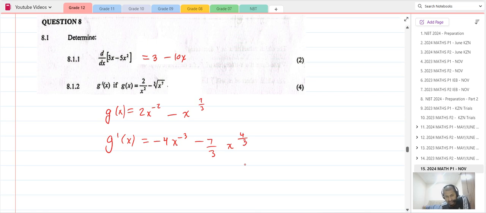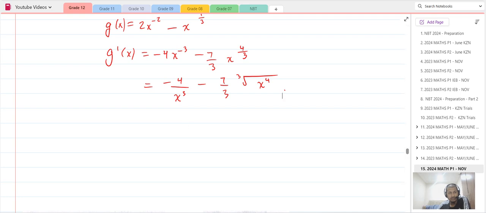7 over 3 minus 1 is 4 over 3. 7 thirds minus 1, so 7 minus 3 is 4. If you want to rewrite it, that's minus 4 over x cubed minus 7 over 3, write it in square root form, x to the power 3 outside, 4. Don't have to write it in this form, but it's advisable. So I hope you guys understood that. Continue.